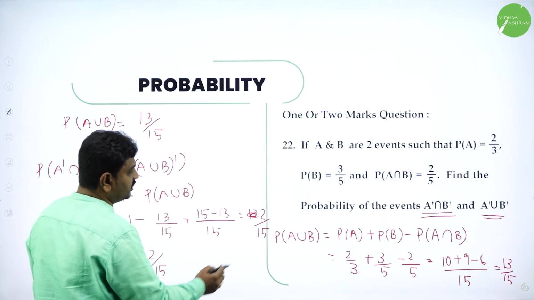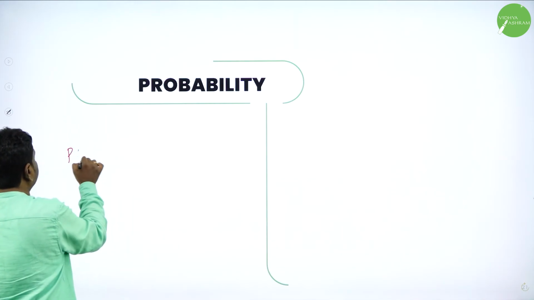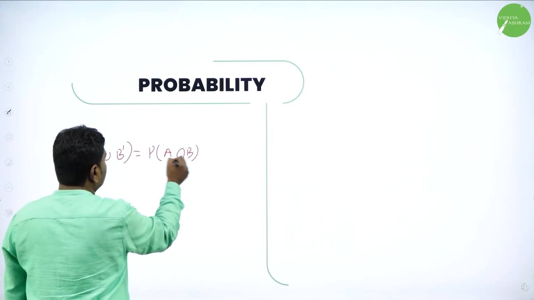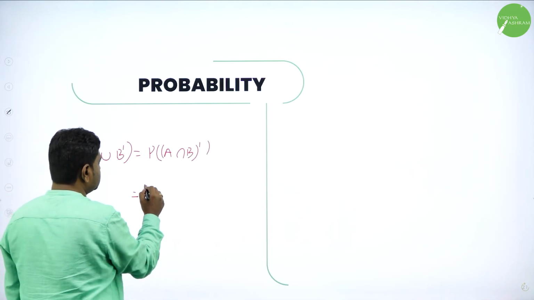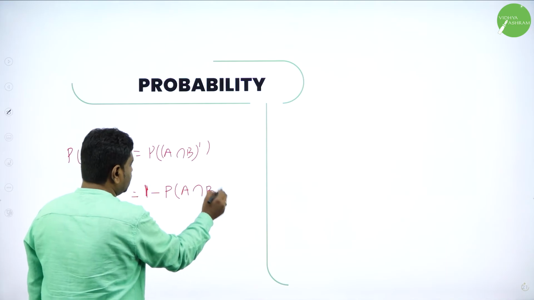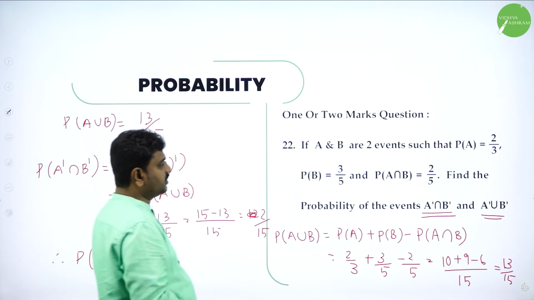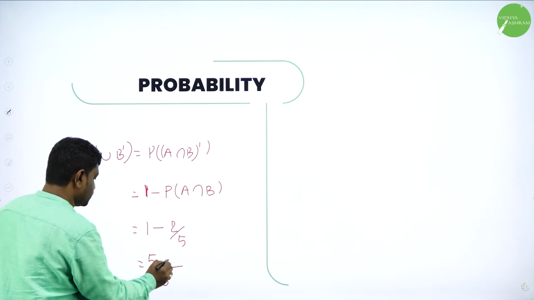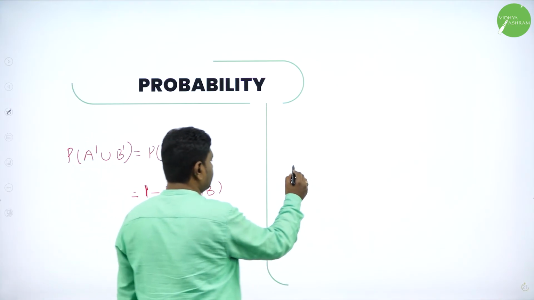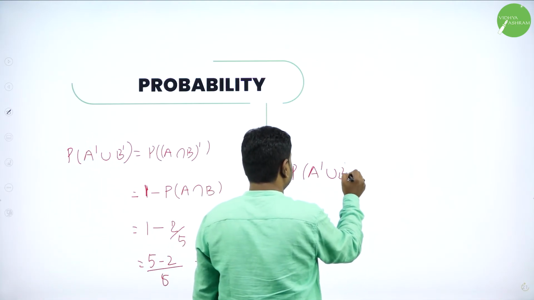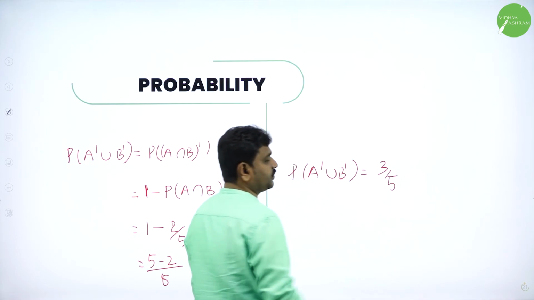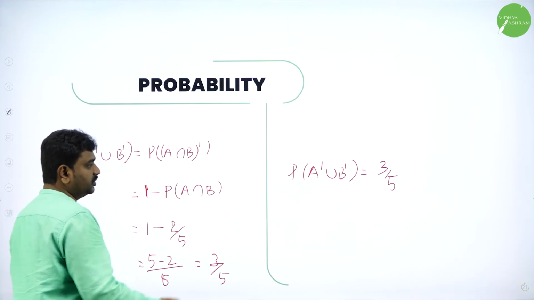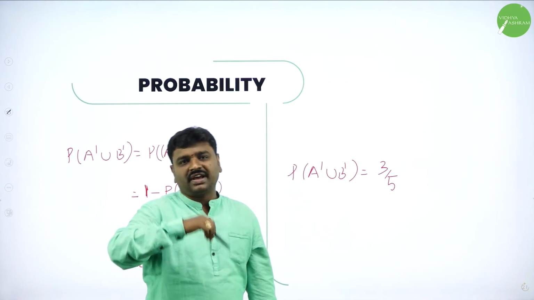Similarly, they want P of A dash union B dash. P of A dash union B dash can be written as P of A intersection B the whole dash. This can be further written as 1 minus P of A intersection B, and P of A intersection B they have given clearly. What is the intersection B? 2 by 5. So 1 minus 2 by 5, if you do, LCM is 5. 5 minus 2, so 3 by 5. So we got P of A dash union B dash as 3 by 5. That is A intersection B the whole dash, that is 1 minus P of A intersection B, and substitute, you will get the value.